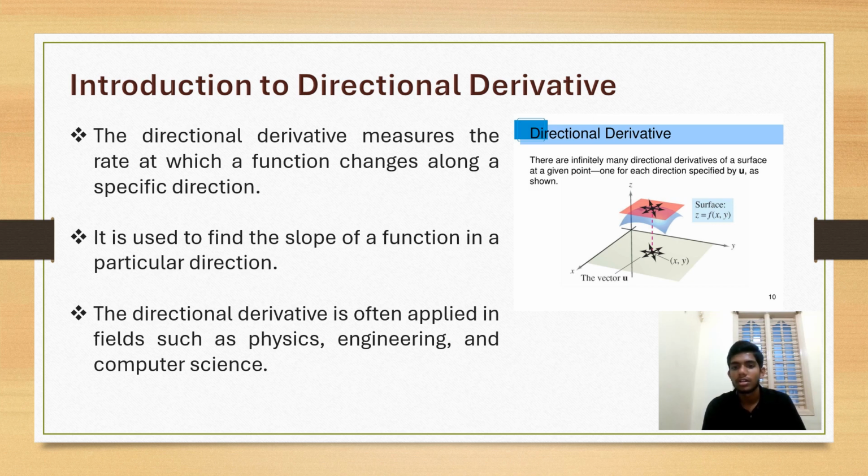Here, as shown in the figure, there are infinitely many directional derivatives of a surface at a given point, one for each direction specified by u, as shown in the figure.